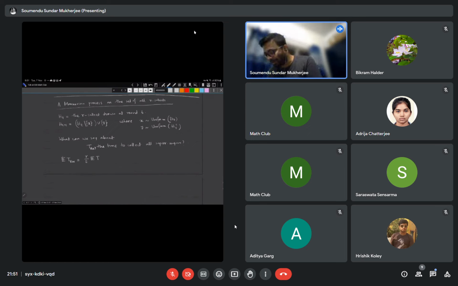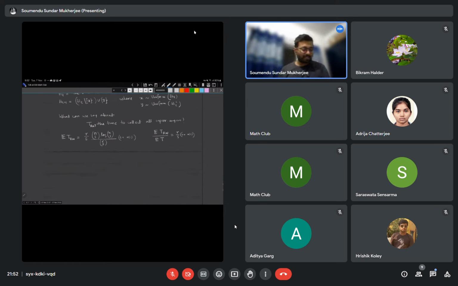I mean, our conjecture is not this. Our conjecture is slightly weaker. So this is R by S times N choose S log N choose S by R. It's slightly weaker. So our conjecture is that the expectation of T_RW over the expectation of T is like R by S times 1 plus little o.